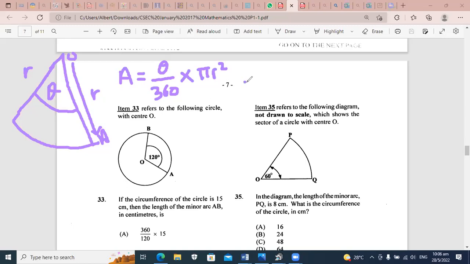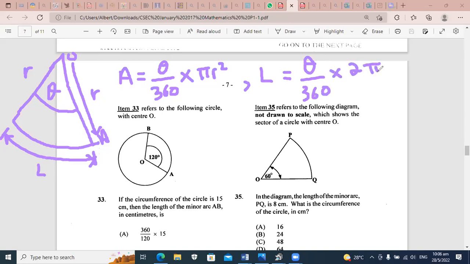Now we have a next formula that speaks to the length of an arc, which is like the crust of the pizza or cake. So they call it length of an arc. The formula for that is still theta over 360, but it's not multiplied by pi r squared, it's actually multiplied by 2 pi r.